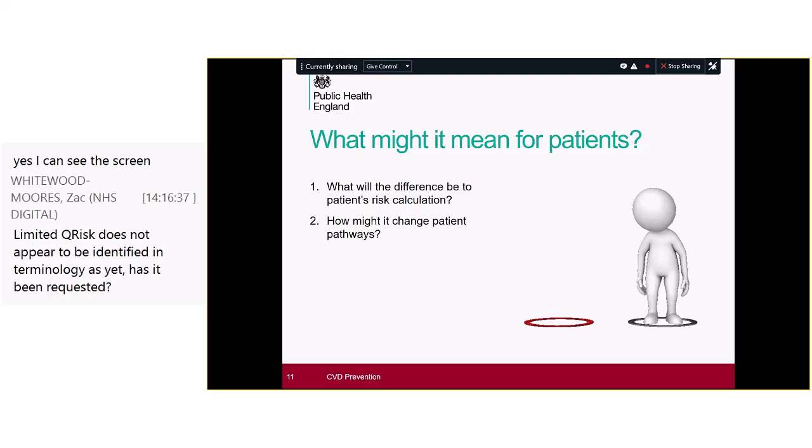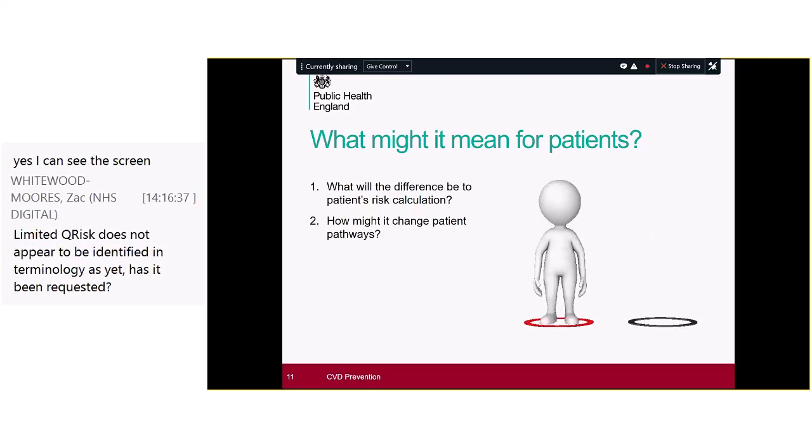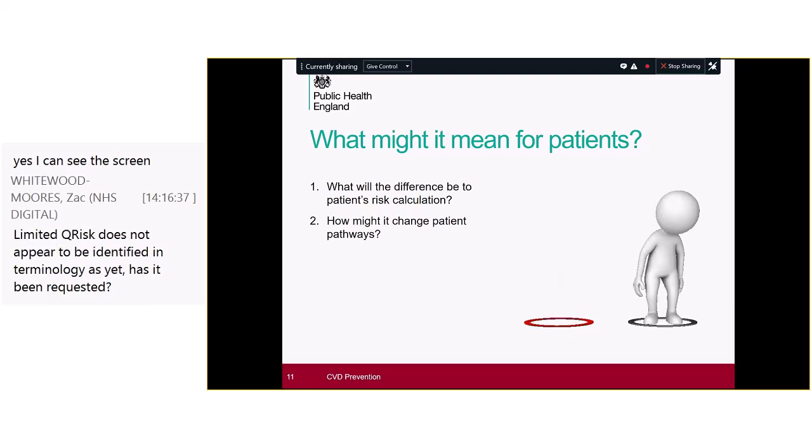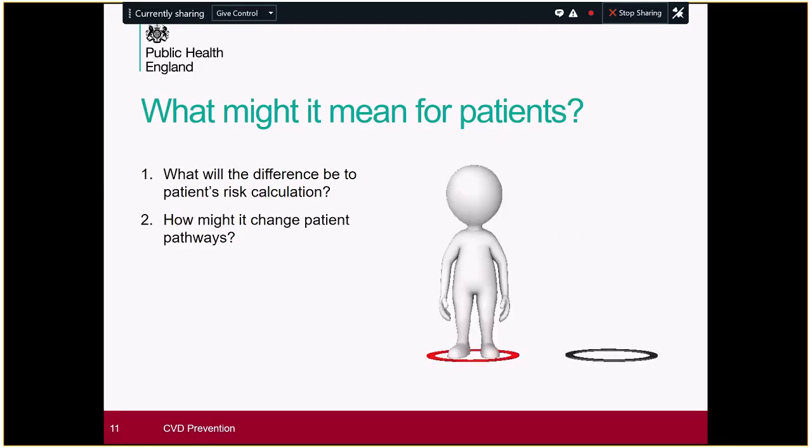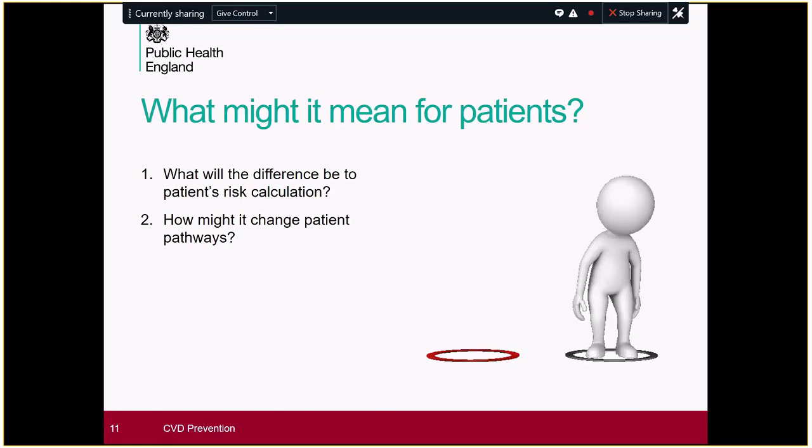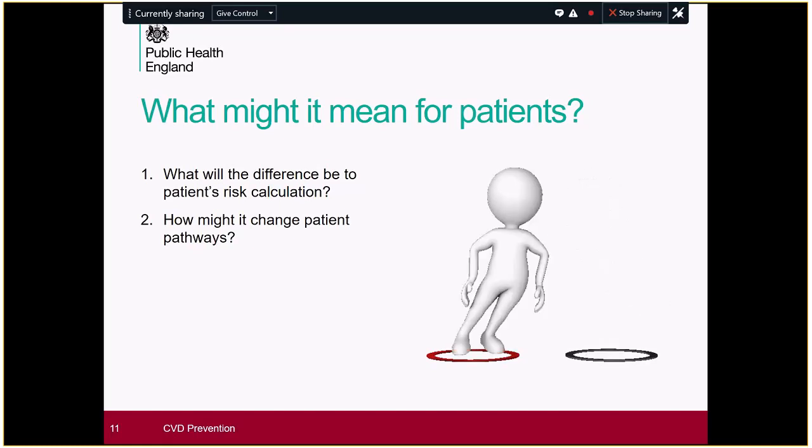What it means for patients, and these are the people at the end of the health check. I say the end because, to me, it's a big triangle, and at the bottom of the base is masses and masses of patients who are having their health checks done. Will it really make a difference to a patient's calculation? And how might it therefore change a patient's pathway?